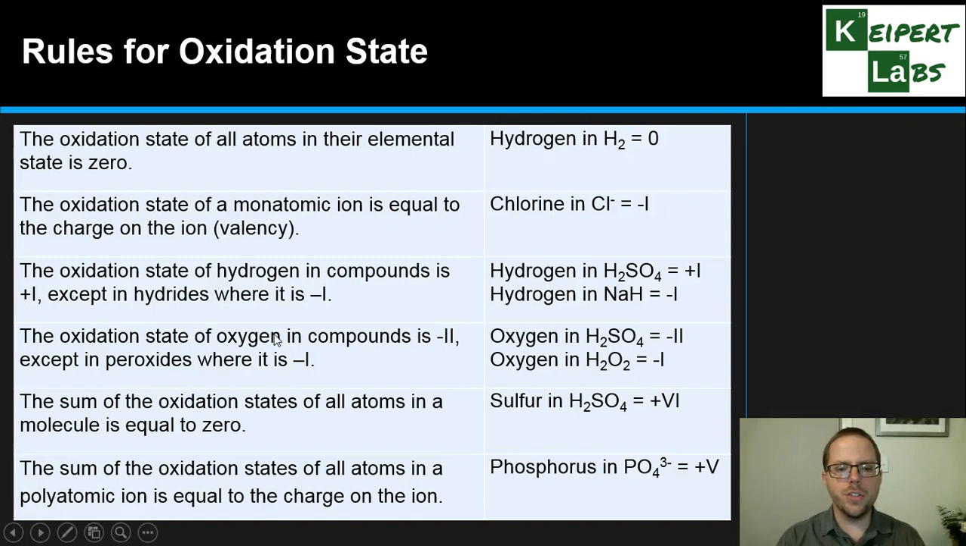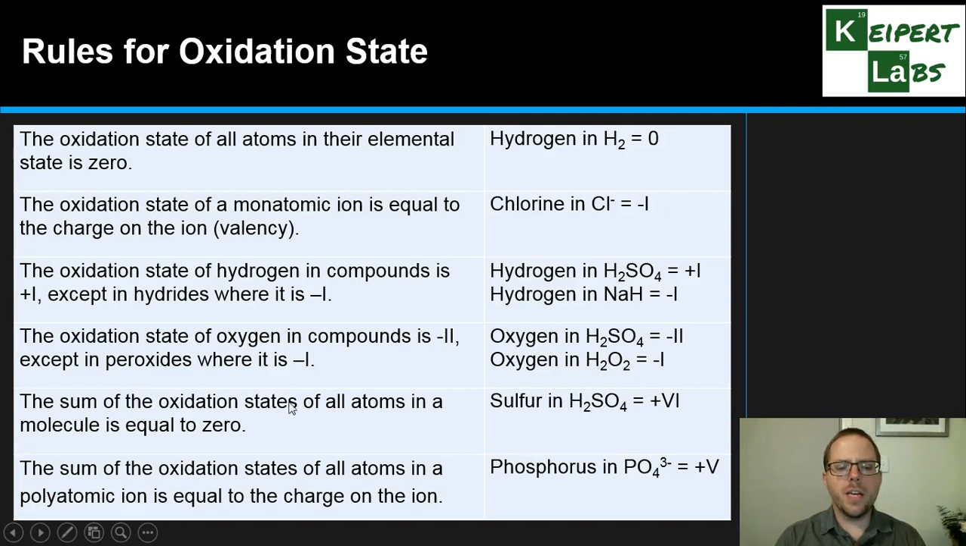Oxidation state of oxygen in compounds is -2, except in peroxide compounds where it's -1. Just same as we saw before, it's that exception to the rule. So the oxygen in sulfuric acid is -2, but the oxygen in hydrogen peroxide is -1. But again, we won't come across these very often. So by and large, it will be -2 for oxygen and +1 for hydrogen.